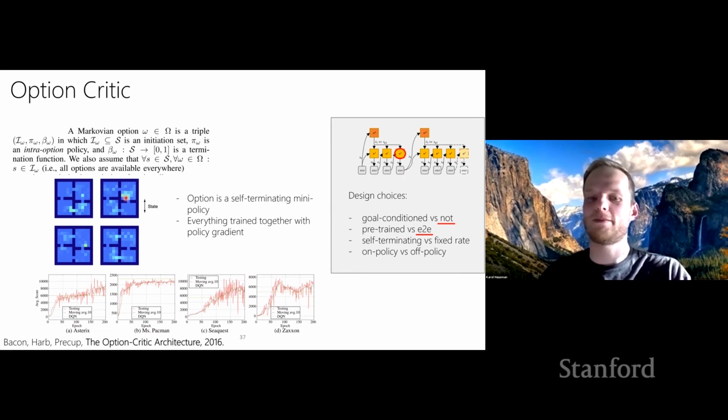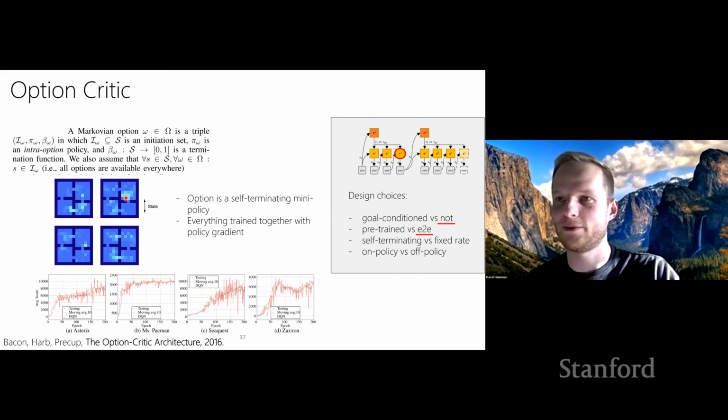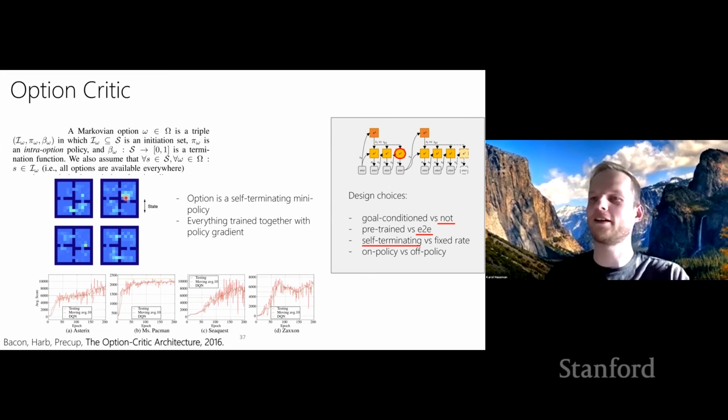Okay, 2. Yep, they're trained end-to-end. Great. Is the low-level policy self-terminating or fixed rate? 1 or 2? 1. Yep, it's self-terminating. That's what the option is. And is it trained on policy or off policy? And the answer is on the slide. Yes, it's on policy using policy gradient.